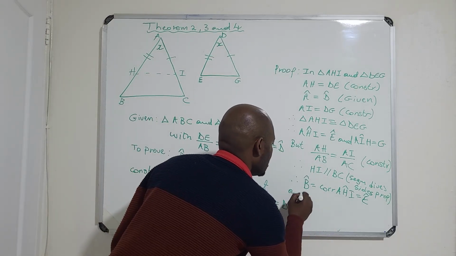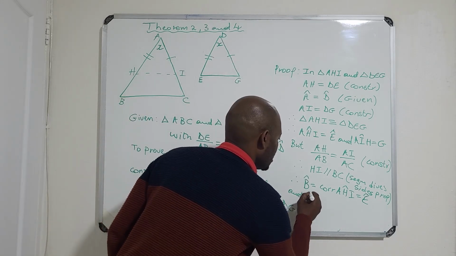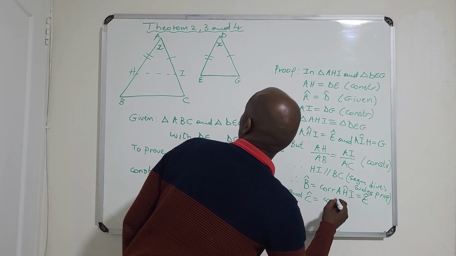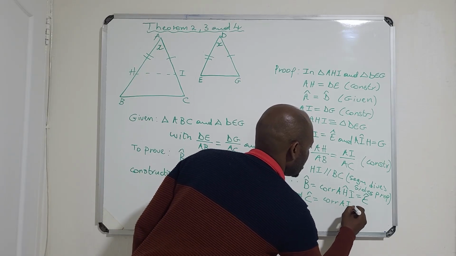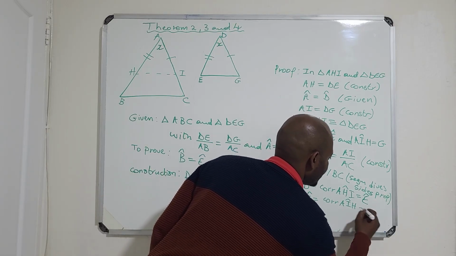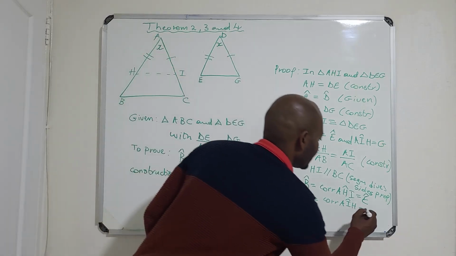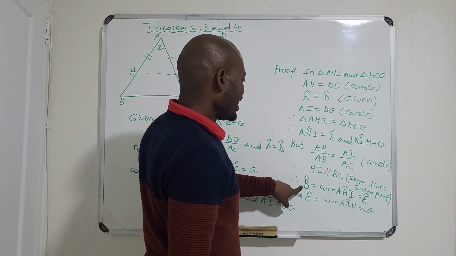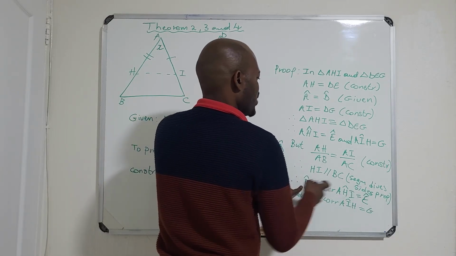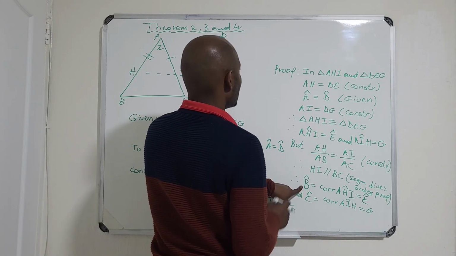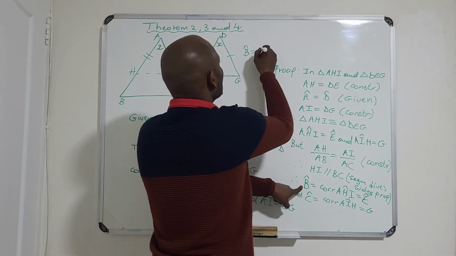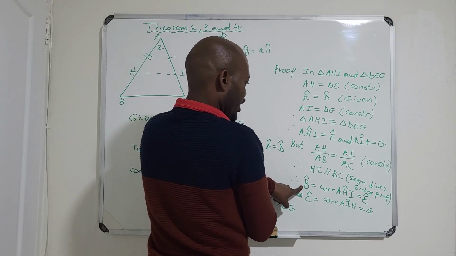And angle C is equal to the corresponding angle AIH, which is equal to angle G. I know this is another way of writing corresponding angles, but we could have said angle B is equal to angle AHI.